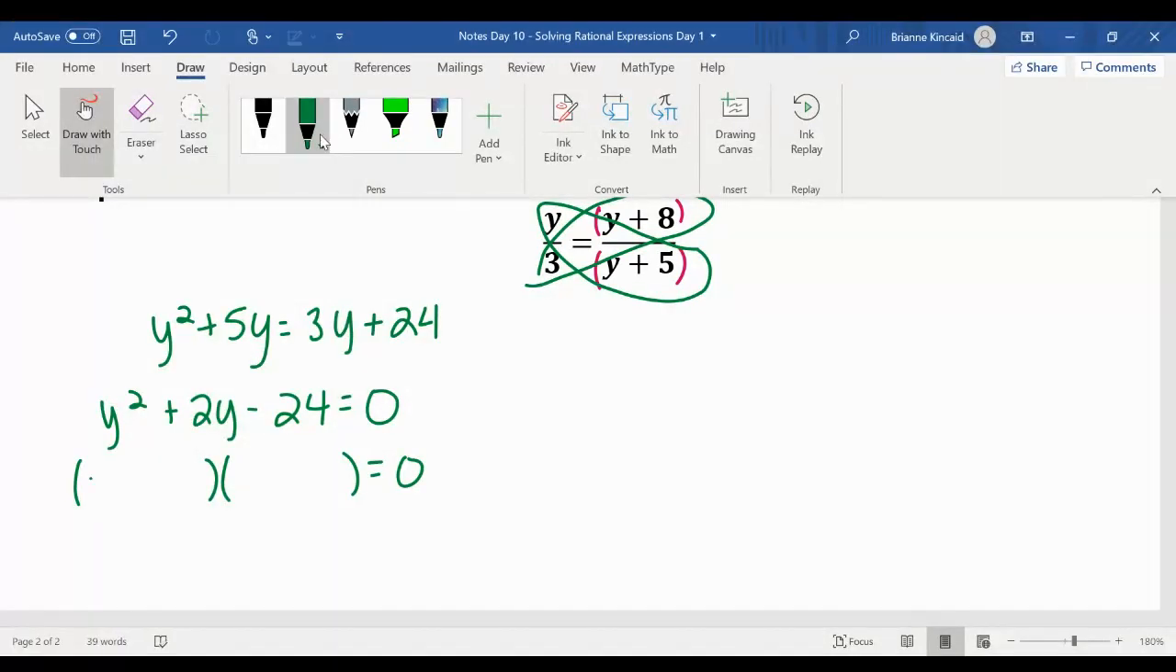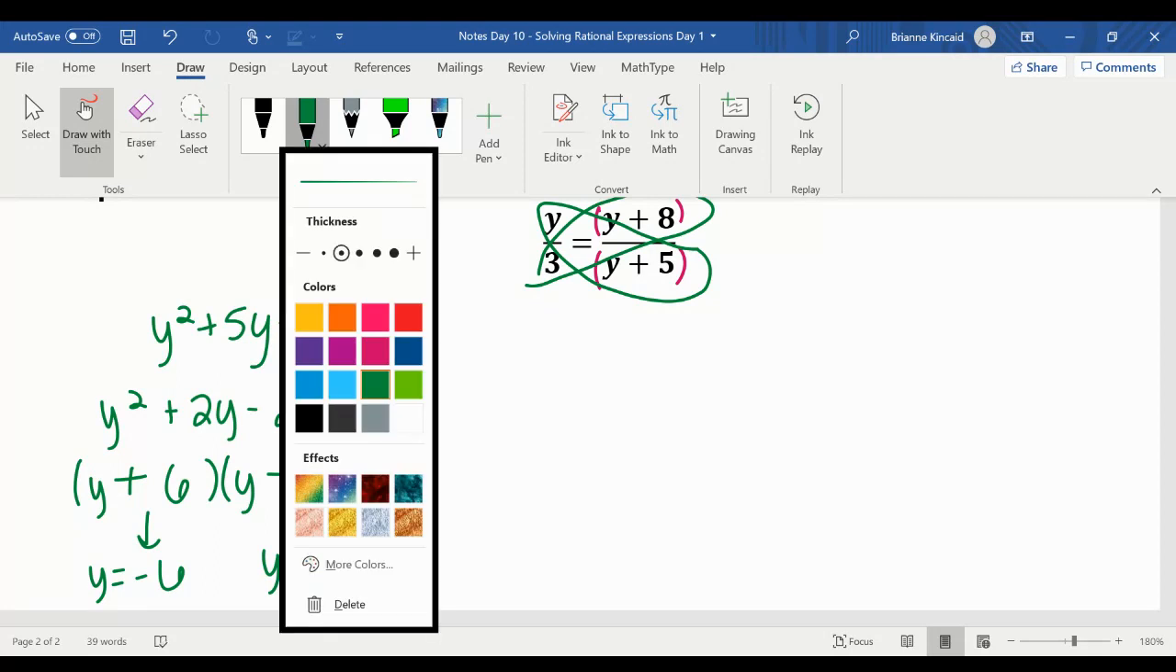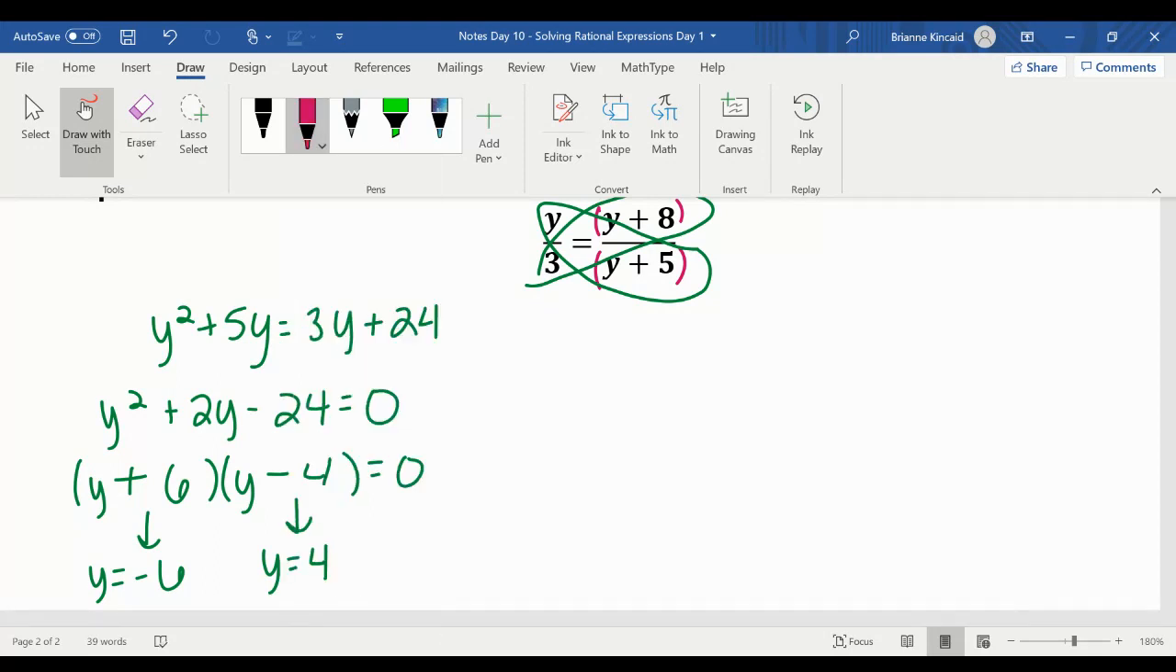The only way to get to y squared is y times y. You are multiplying to a negative 24, so that means your signs are different. And the two numbers that multiply to negative 24 and add to positive 2 are 6 and negative 4. This first one is going to give me a y value of negative 6. And the second one's going to give me a y value of positive 4. Now, you have two solutions here. You have to make sure you check both solutions.